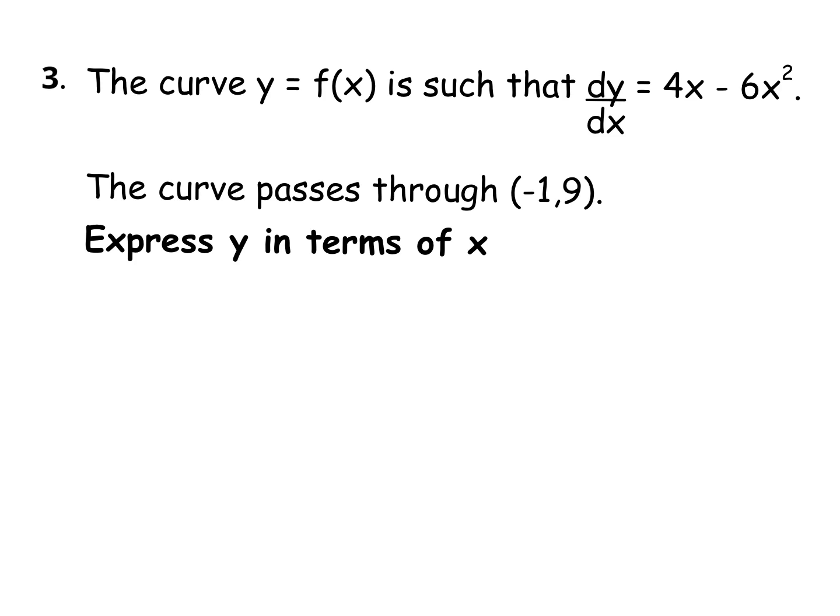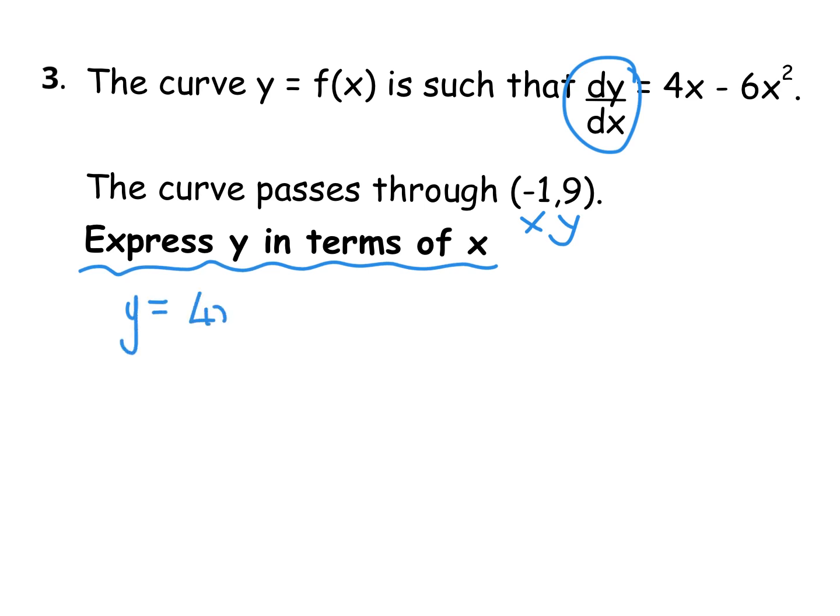It's told you dy by dx is 4x minus 6x squared. You've got your coordinates, so this is going to be your x and your y. This is just worded differently. It says express y in terms of x. So again, it's asking you to go from dy by dx to y. So that's your clue to integrate.